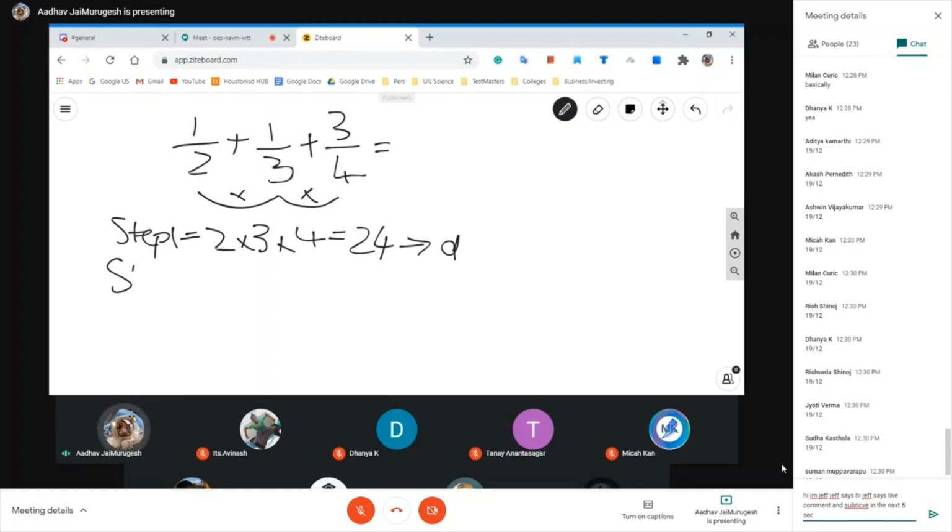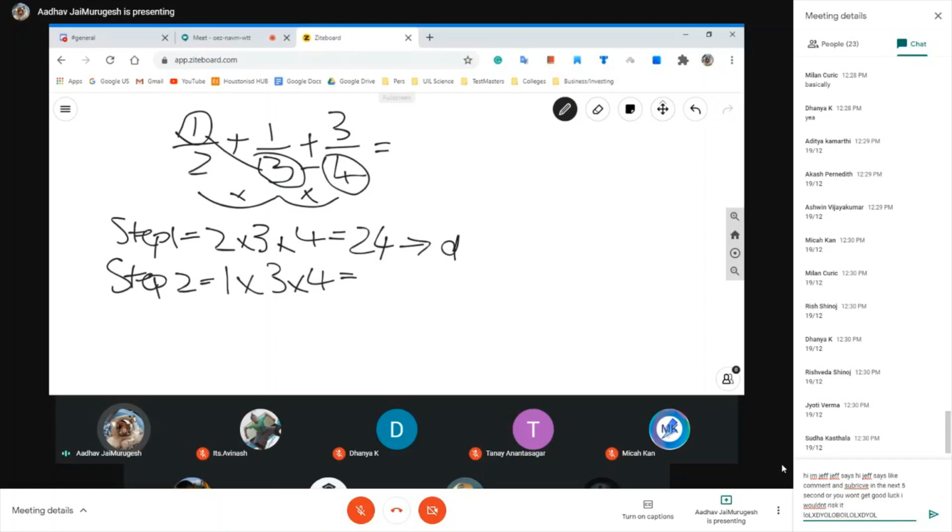Now step 2 is where the hard part comes in. You're going to take this number, multiply that by the denominator of the second number, and multiply that by the denominator of the third number. Please note this pattern. So you multiply 1 times 3 times 4, which is basically 3 times 4. It gives you an answer of 12, and that's going to be our numerator number 1. Please note the pattern that is being done.